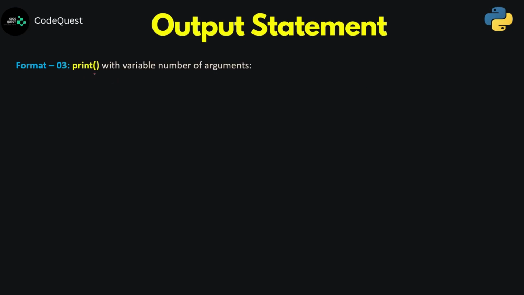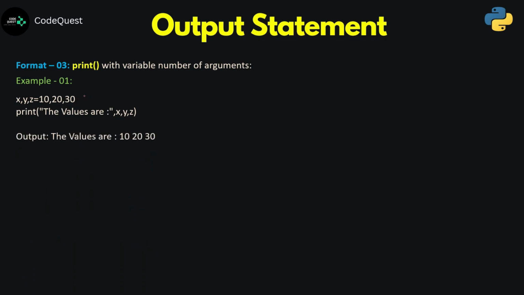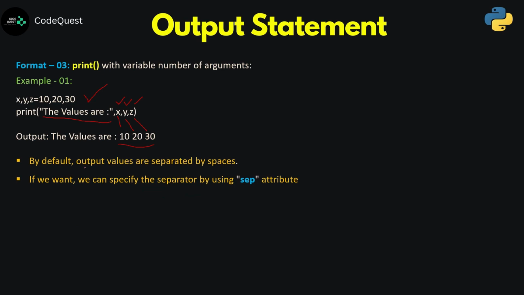The third format of the print function is taking a variable number of arguments. Let's say we have taken x, y, z, whose values are set to 10, 20 and 30. Now when I'm writing print followed by this string and multiple variables x, y and z, as their values are set to 10, 20, 30, the output will be: the values are x value 10, y value 20 and z value 30. By default, as you can see here in the output, we are getting a space. So by default, every value that I get in the output is separated by spaces.